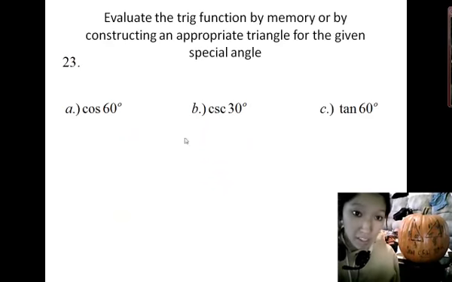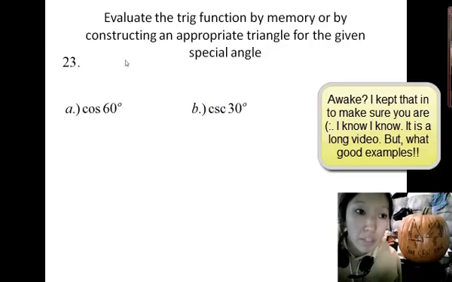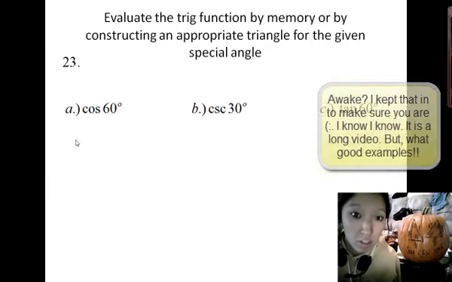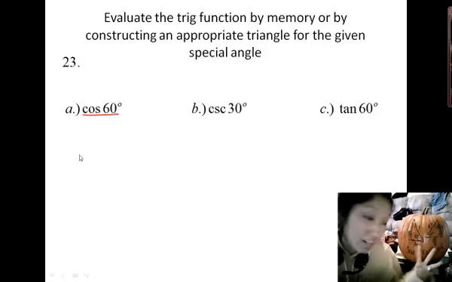Alright, finally let's look at this. I'm going to get you started. Evaluate the 6 trig functions by memory or by constructing an appropriate triangle for the given special angle. So let's go. This is a special angle because it's going to line up with one of these.